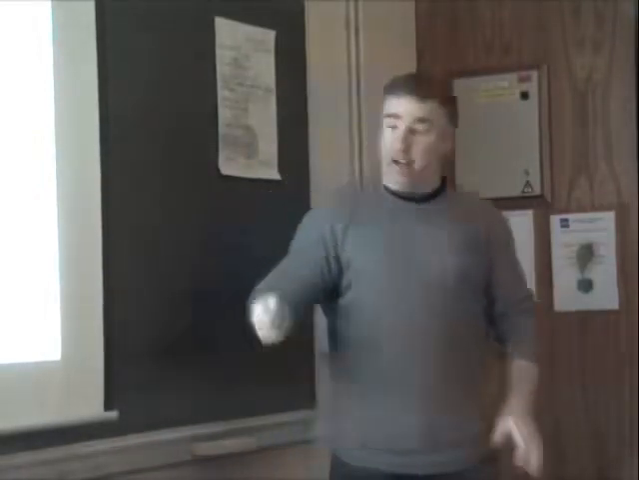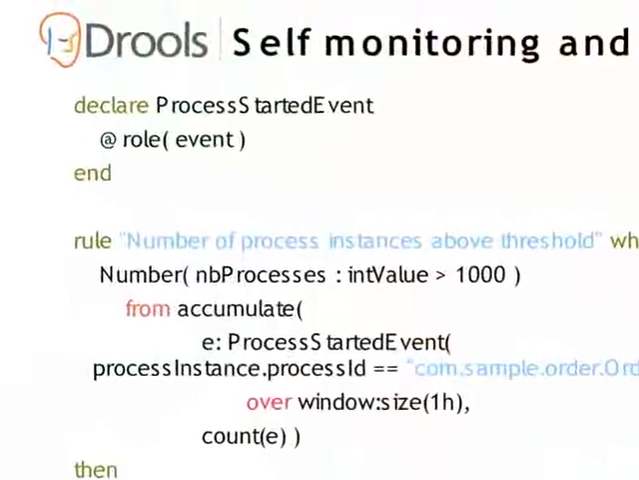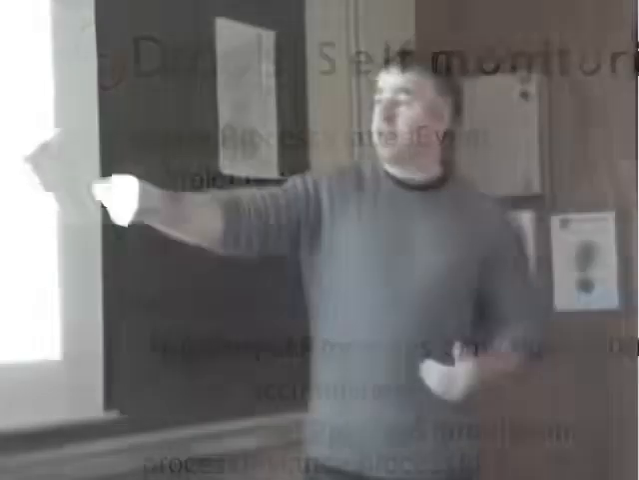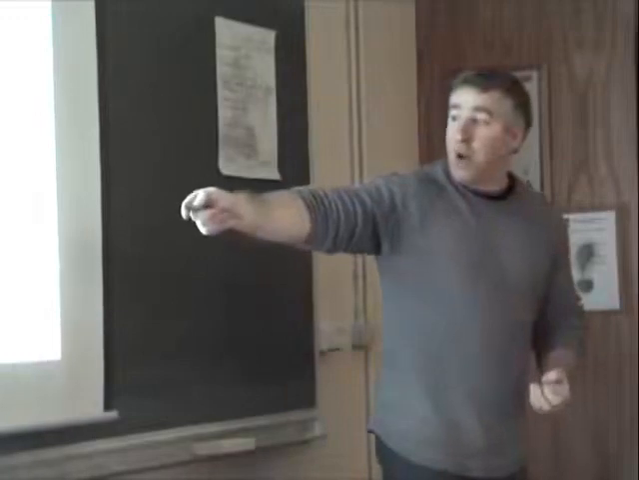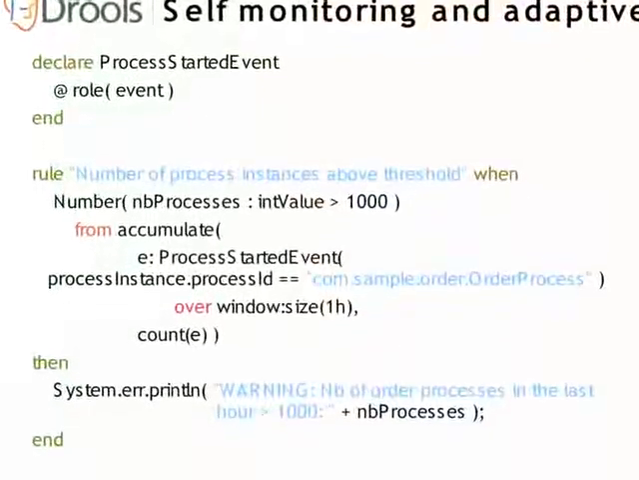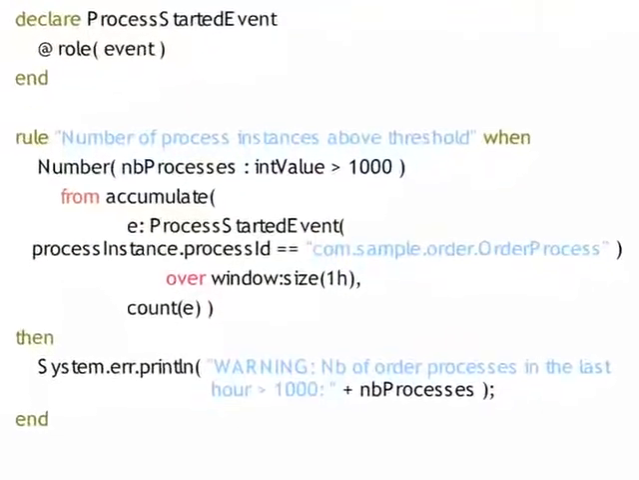So just a very, very simple one here. I have a process started event. I have an order process, and every time an order process starts, this event will be emitted automatically by the system. And I'm saying over a time window of 1 hour, do a count aggregation. If over a period of an hour this process has started more than 1,000 times, then do something.